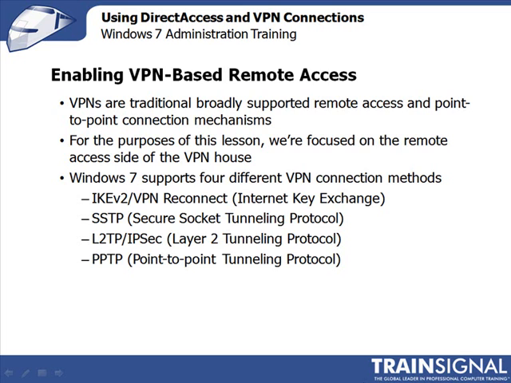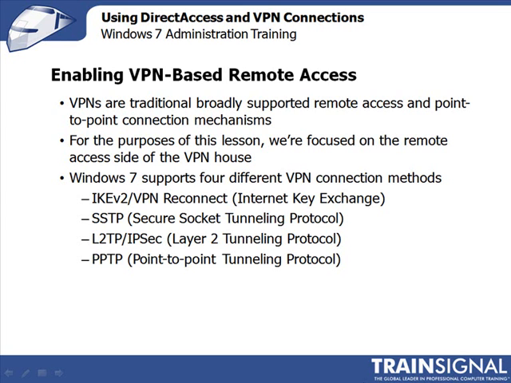VPNs are a traditional, broadly supported remote access and point-to-point connection mechanism. VPNs allow individual computers to connect to networks, particularly corporate networks, and act to a point as if they were a member of that network. Point-to-point VPNs can help to establish connectivity, permanent connectivity, between two separate sites. So you might have 10 computers at the Utica site for GlobalMantics and 10 computers at headquarters. If you install a site-to-site VPN between the two, they act as a single network. Now, for the purposes of this lesson, we're focused on the remote access side of the VPN house, not the site-to-site side.